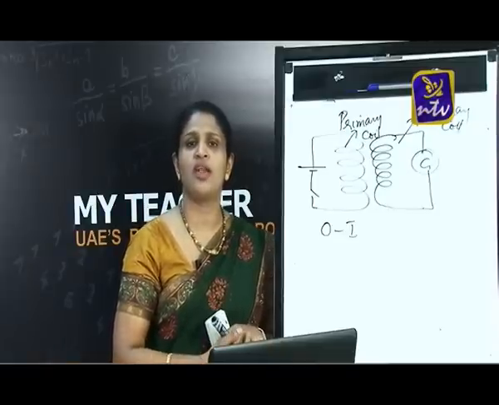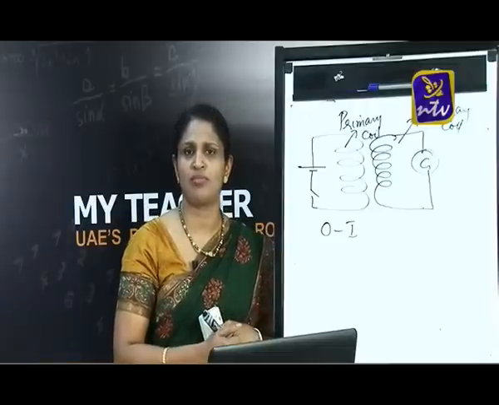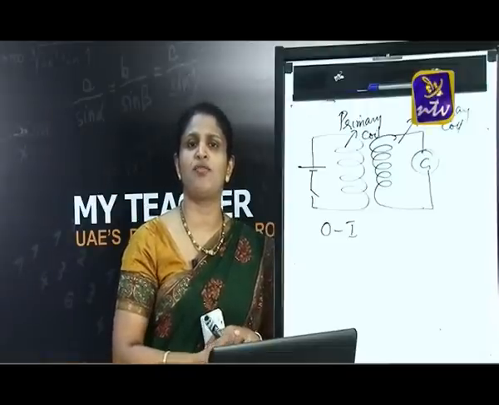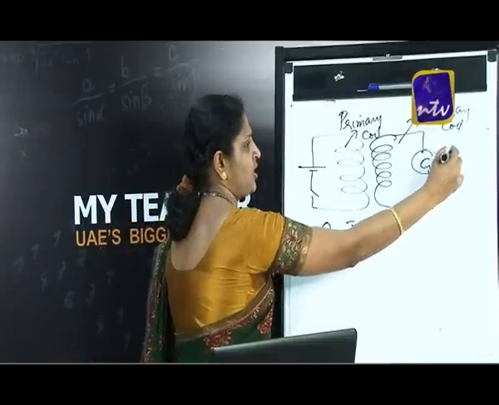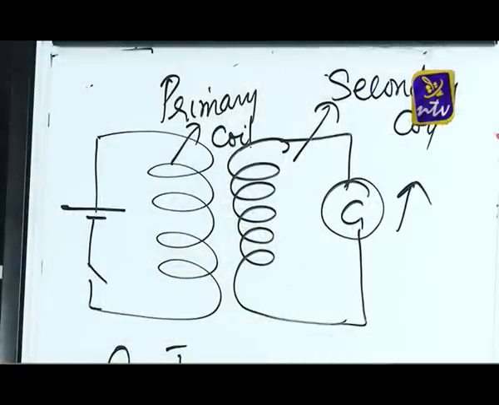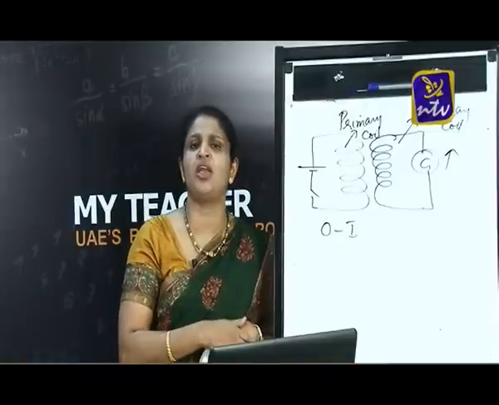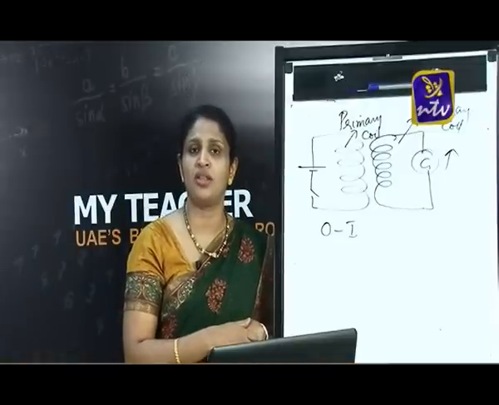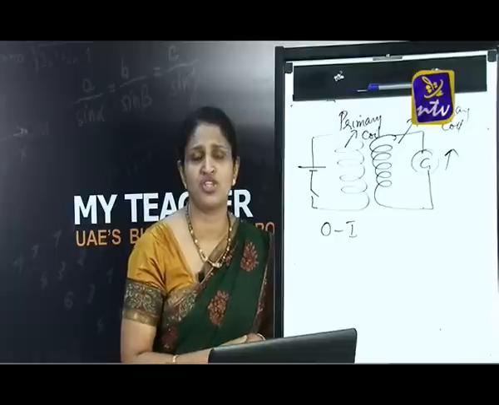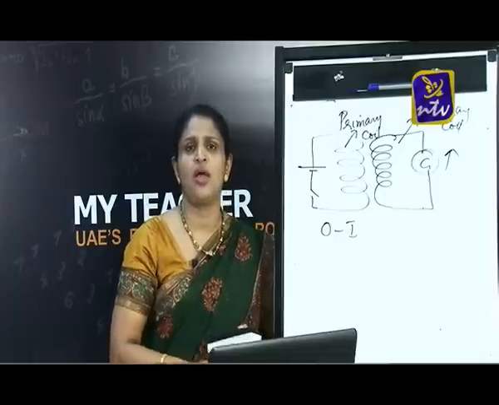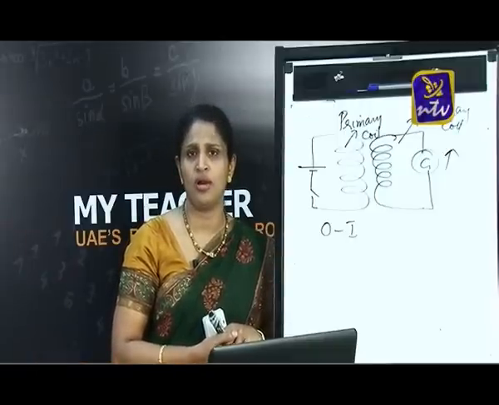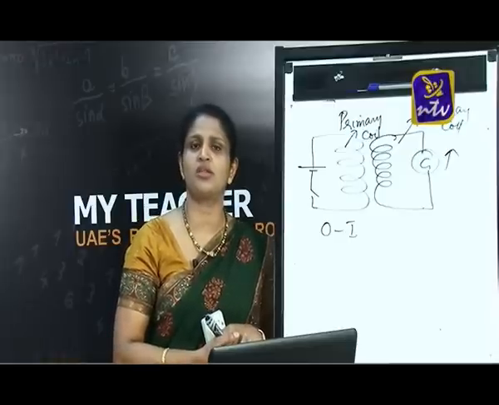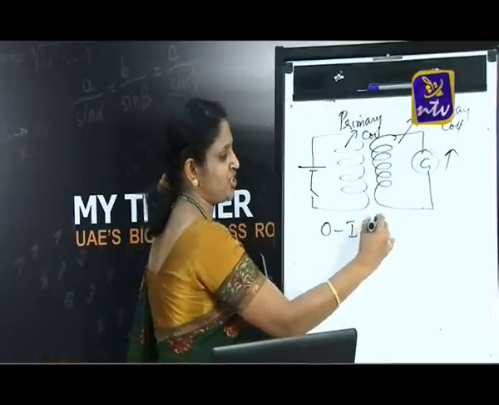During this growth, there is a change in magnetic flux linked with the primary. This causes a change in magnetic flux linked with the secondary also. So due to that, a current is induced in the secondary and the galvanometer shows a deflection. So by changing the magnetic flux linked with the neighboring coil, by sending current in the neighboring coil, we can induce current in the other coil. This phenomenon, by which we can induce current in the secondary by changing the current in the primary coil, is called mutual induction.